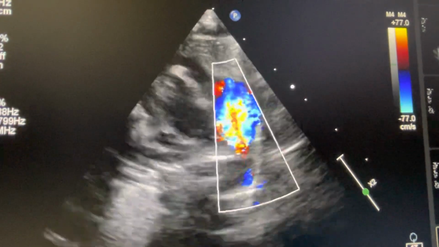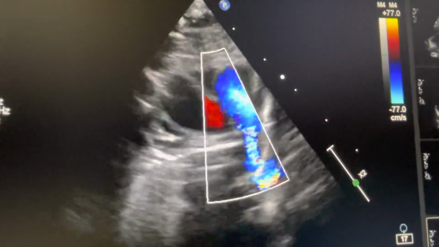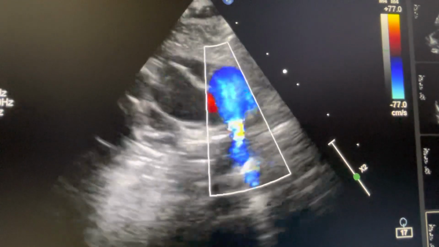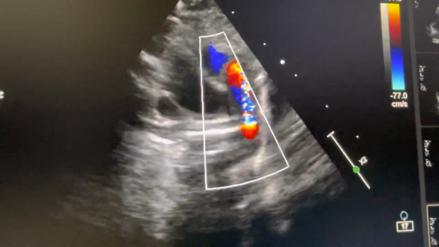You can see there the PDA with bidirectional flow. Flow is mainly left to right, that means from aorta to pulmonary artery, but it reverses also, so that is bidirectional flow.